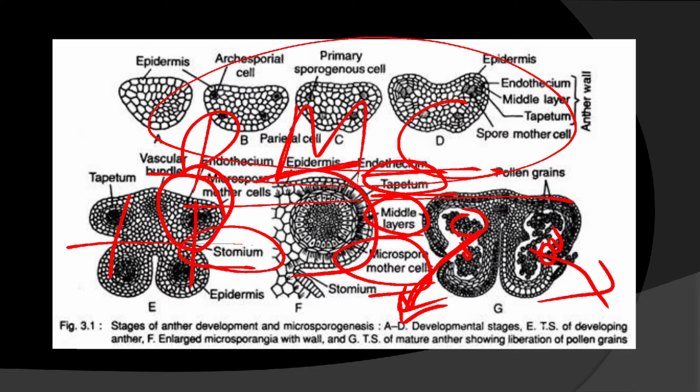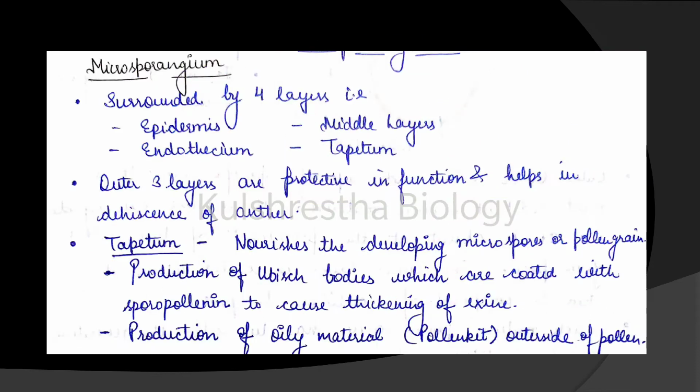So, as you know, sporogenous tissue will form microspore mother cells. Not exactly forms it, it has the potential to behave like microspore mother cells, and these microspore mother cells will form microspores. Then microspores get separated and form pollen grains. Now move on to the next one.